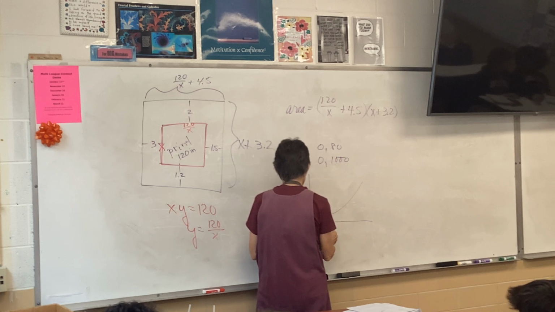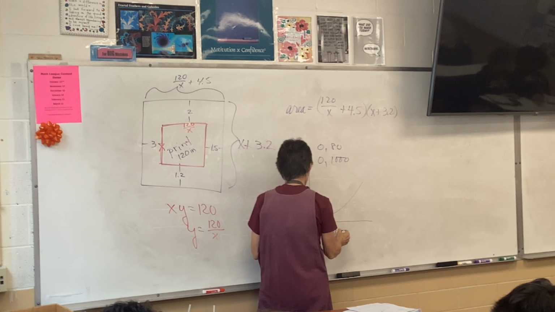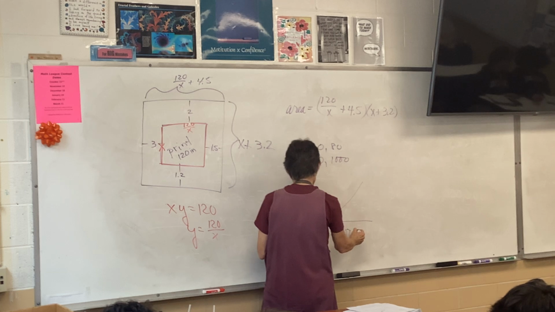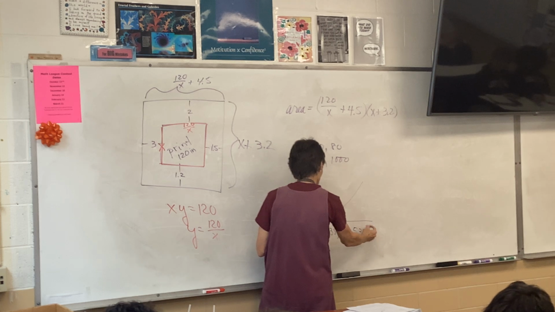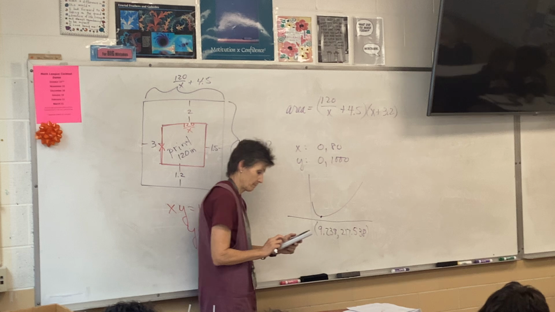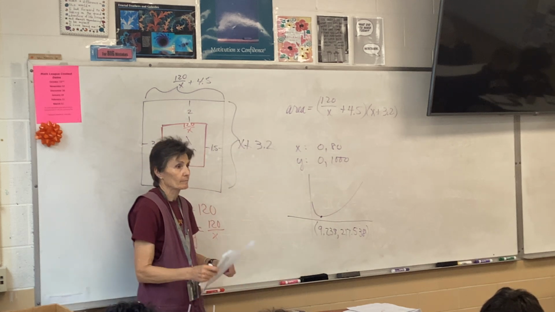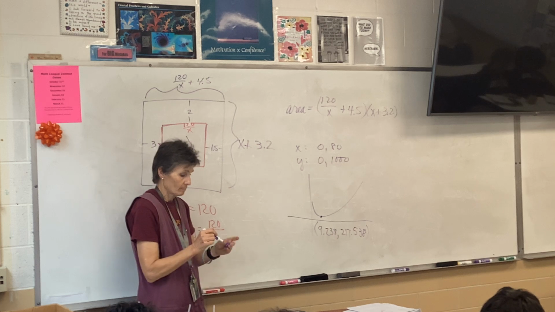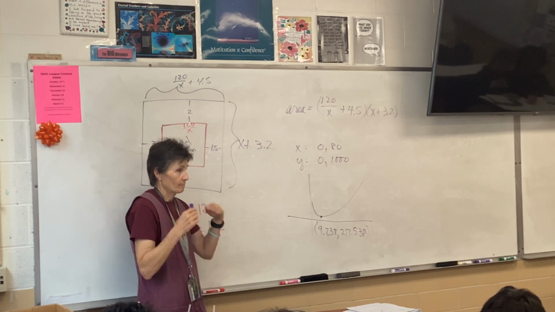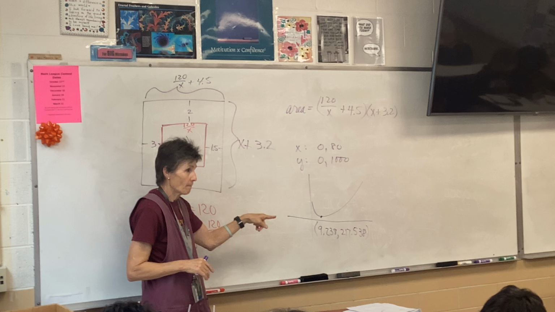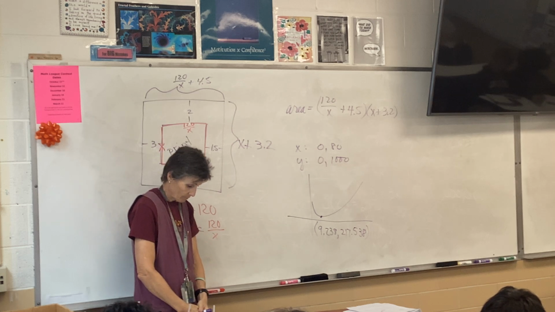Did you get 9.238, comma 217.538? Dana, is that what you got? Yeah. Is there a water fountain?